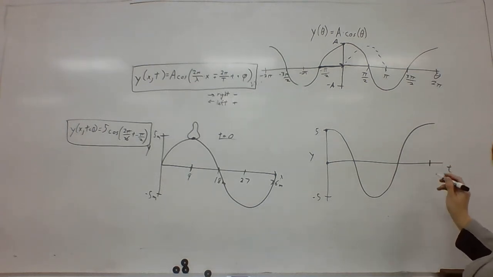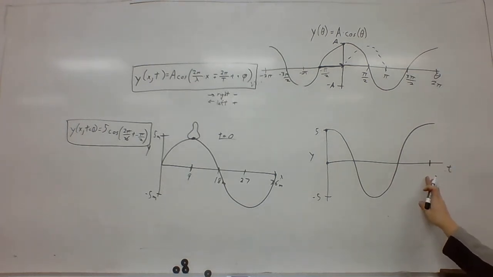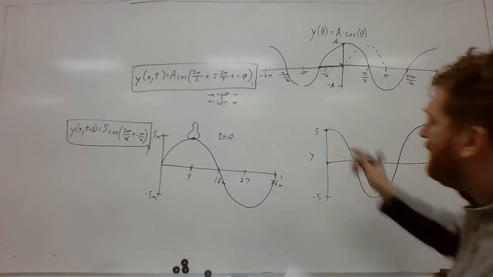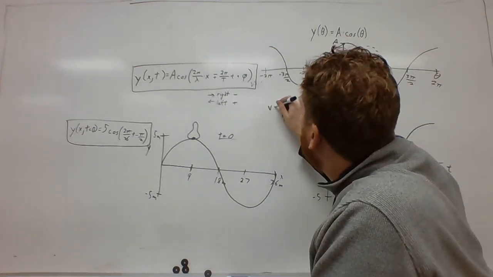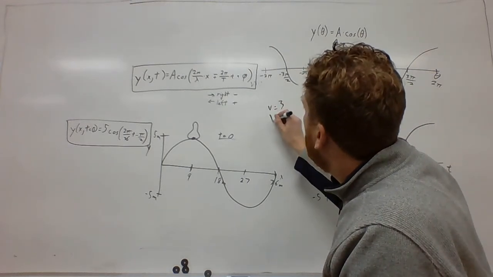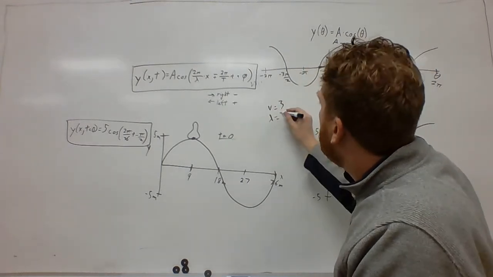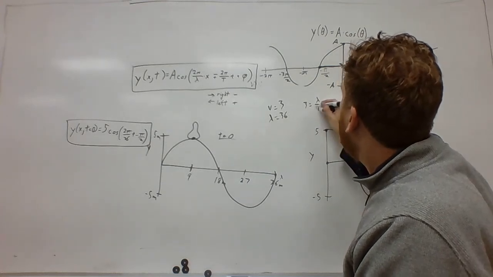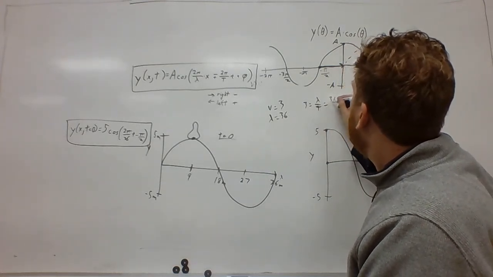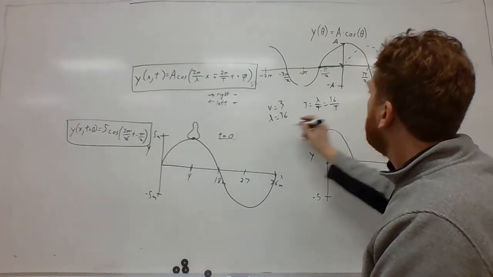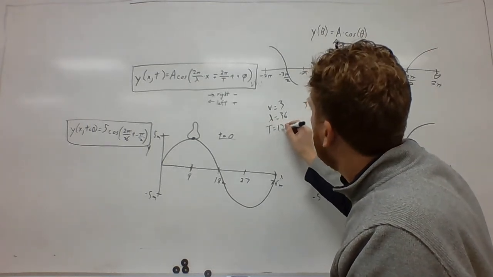Well, this value is going to be what? It's going to be the period. I just erased our period. Let me redraw this. So the velocity of the wave is 3 meters per second. The wavelength is 36 meters. 3 equals wavelength over period equals 36 over period. That means the period is 12 seconds.